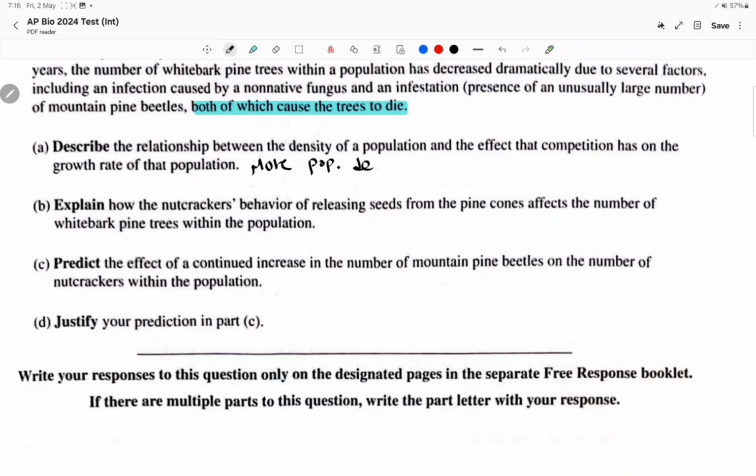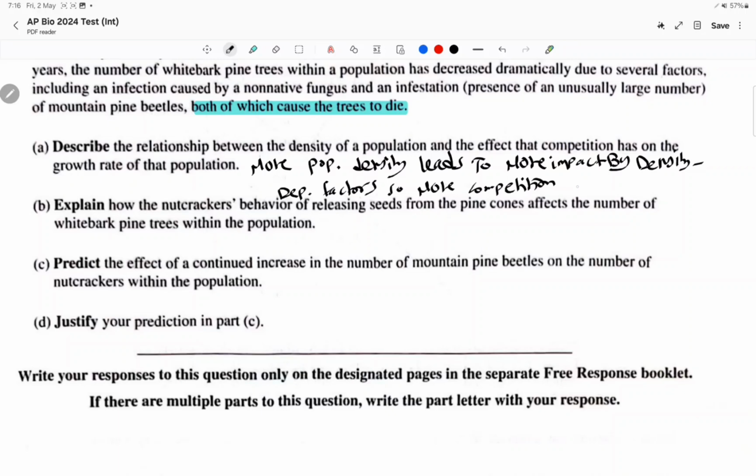More population density leads to more impact by density dependent factors. So more competition for food, space, and mates. So less growth rate of that population.